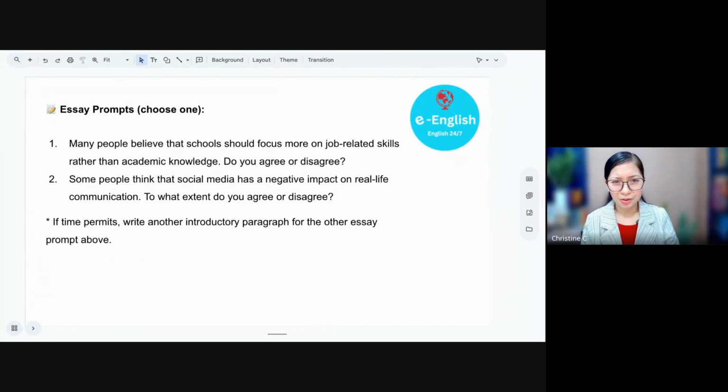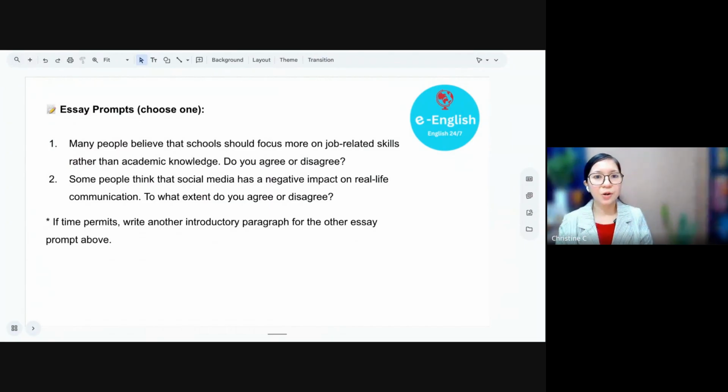So here are your prompts. You could choose: many believe that schools should focus on more job-related skills rather than academic knowledge. Do you agree or disagree? Or: some people think that social media has a negative impact on real life communication. To what extent do you agree or disagree? All right, so feel free to write it and you can send it back to us. We're going to give you feedback on your writing.